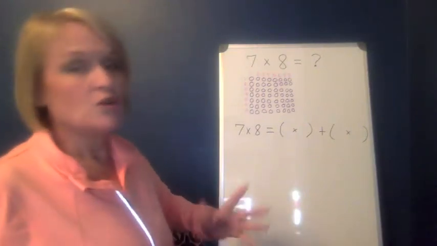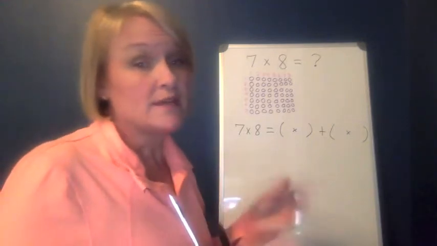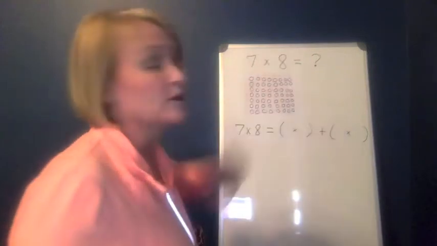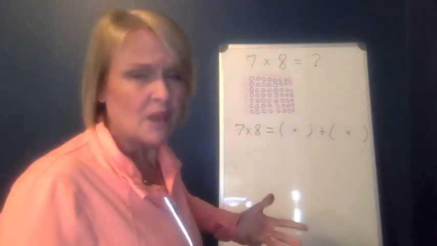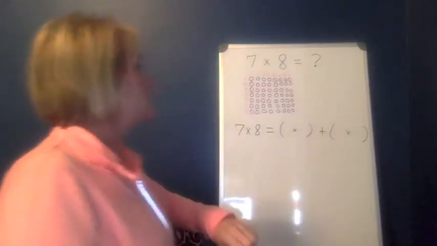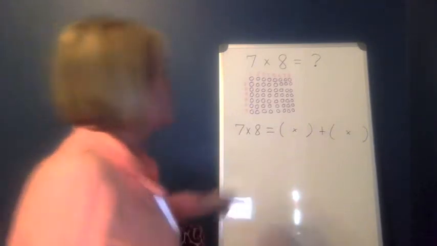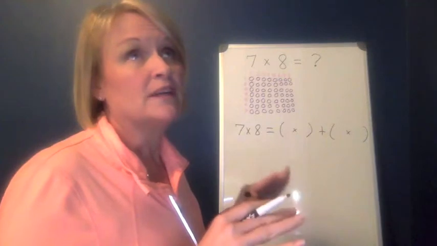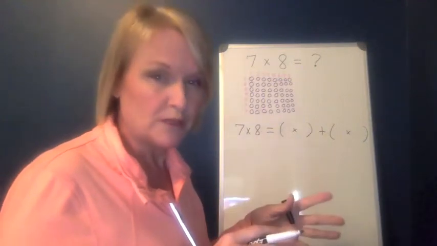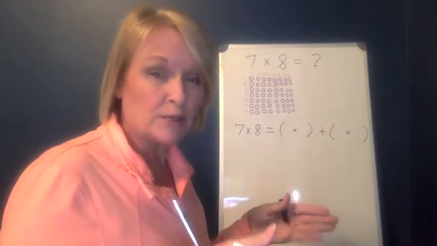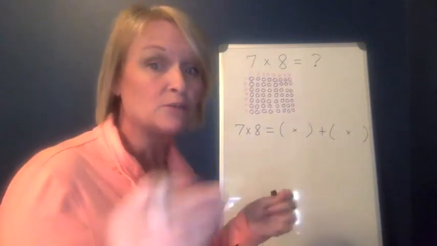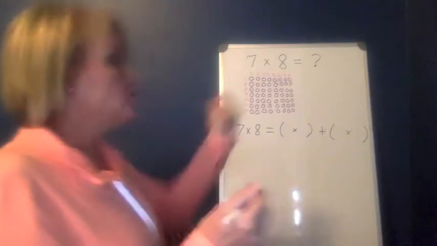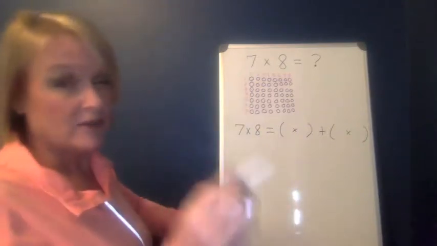All right, so you could choose whichever factor you want to break down. You could choose the first one or the second one. It doesn't matter. I usually choose the bigger one. So I'm going to break down the 8. If I divide 8 up, I'm going to divide it into 2 parts. One part will be 5, and the other part will be 3, because 5 plus 3 equals 8. What I break it down into has to equal the same number. So I'm going to break it down into 5 and 3.